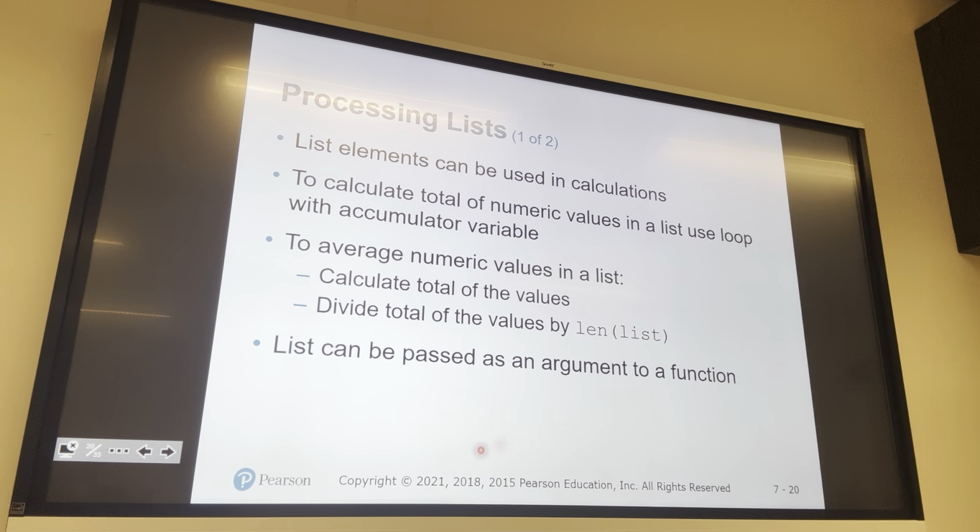Now, nothing here is actually new. All of the concepts here are exactly the same as before. The only difference here is we are using a list. That's it. But the concept is the same. List elements can be used in calculations. Of course, you can have a list that has the radiuses of different circles. You can get those numbers and use them in a mathematical formula to calculate the area of different circles.